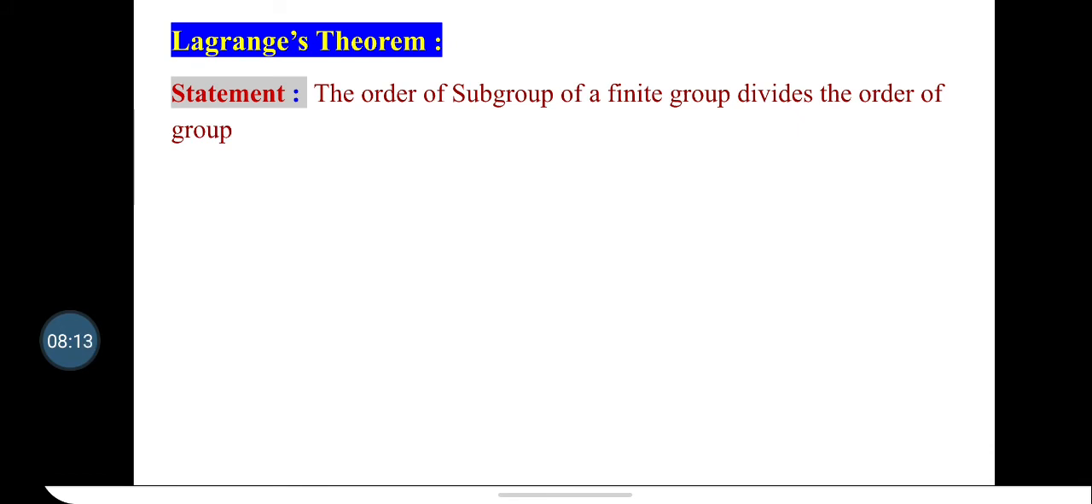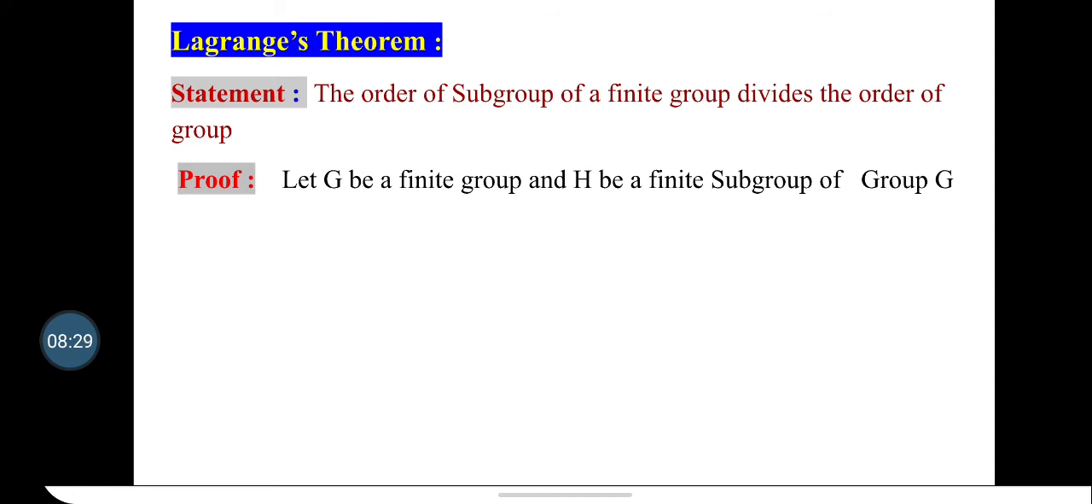So keeping all these points in view, now we will prove Lagrange's theorem, and we will observe the statement once again. The order of a subgroup of a finite group divides the order of the group. Here we have to remember one point: Lagrange's theorem is applicable only for finite groups. So to prove this theorem, first of all we will take one finite group G, and H will obviously be a finite subgroup of group G.